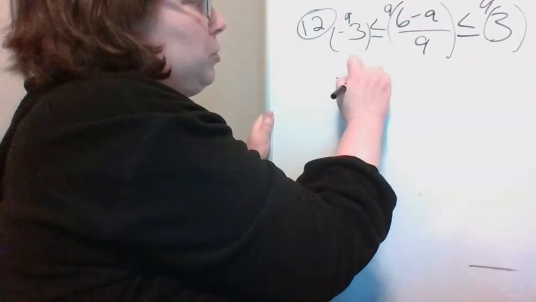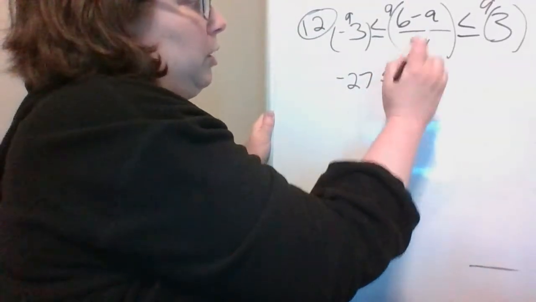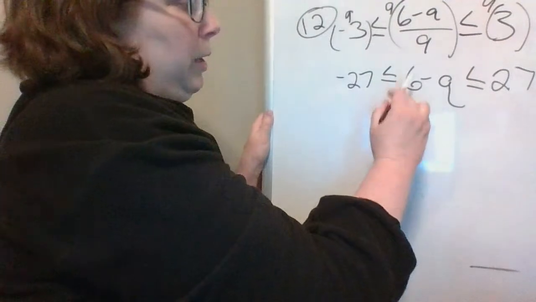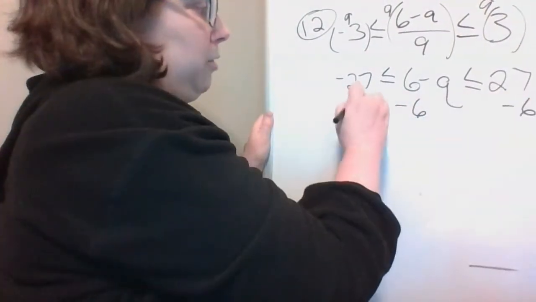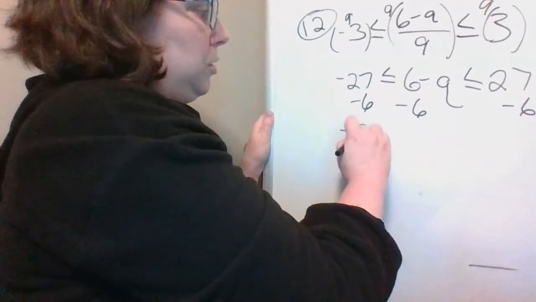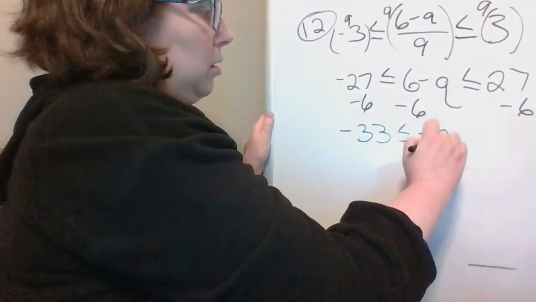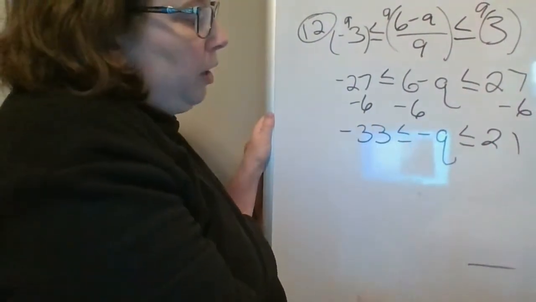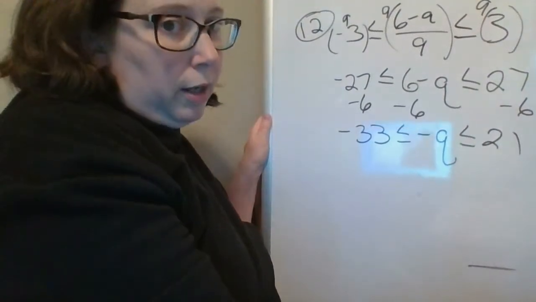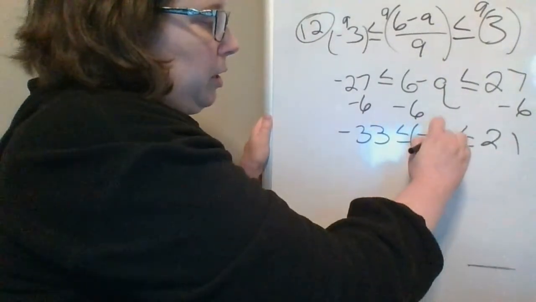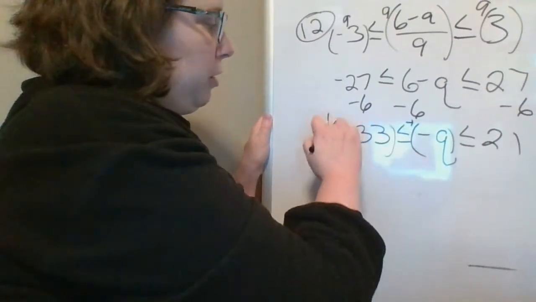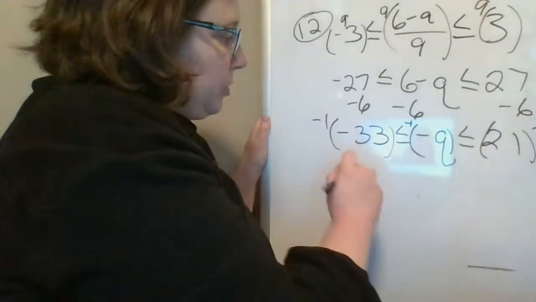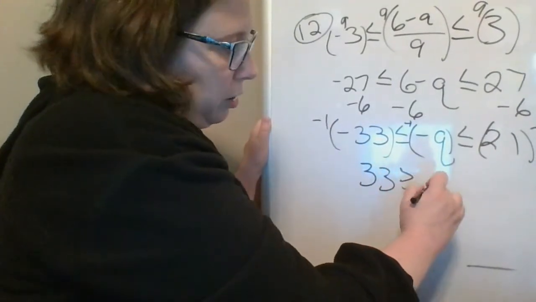So here we're going to get -27 is less than or equal to 6 minus q is less than or equal to 27. Now we'll subtract 6 everywhere. Here you have same signs, so you're going to add. Here we have different signs, so we just actually subtract normally. Now we have -q. We do not want -q, we want q. So what that means is we're going to have to multiply everything by -1. Remember that when we are multiplying by a negative number, we have to flip those inequalities. So we are going to end up with this.